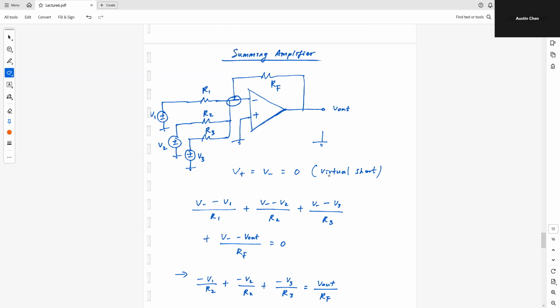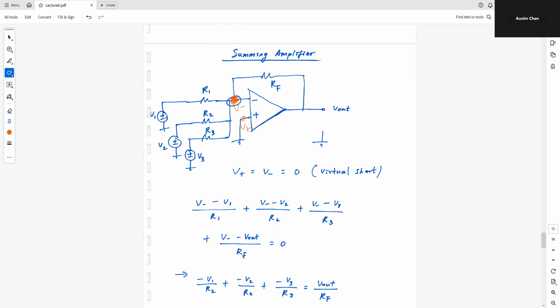Similarly, I can claim that I have a virtual short, due to those two conditions that we discussed several times. And from the connection, we know that V plus is equal to 0. So is V minus, and V minus is sitting over here. V plus and V minus are the same because of the virtual short. So now I just need to write my equation over here, just based on this V minus node.